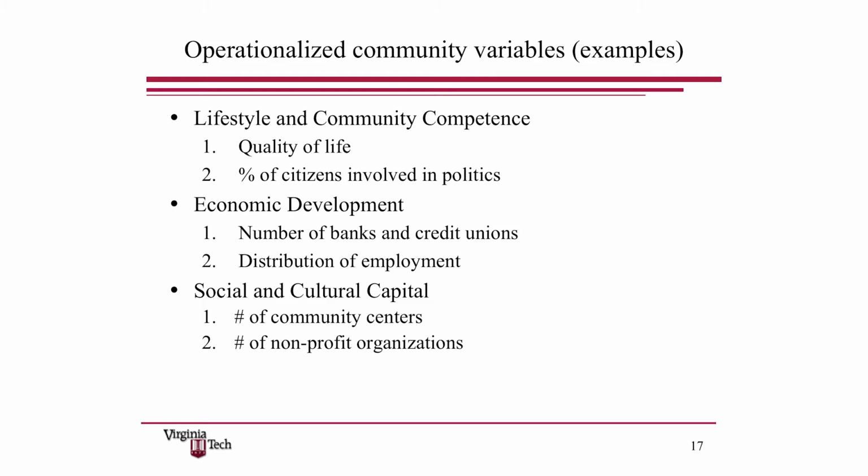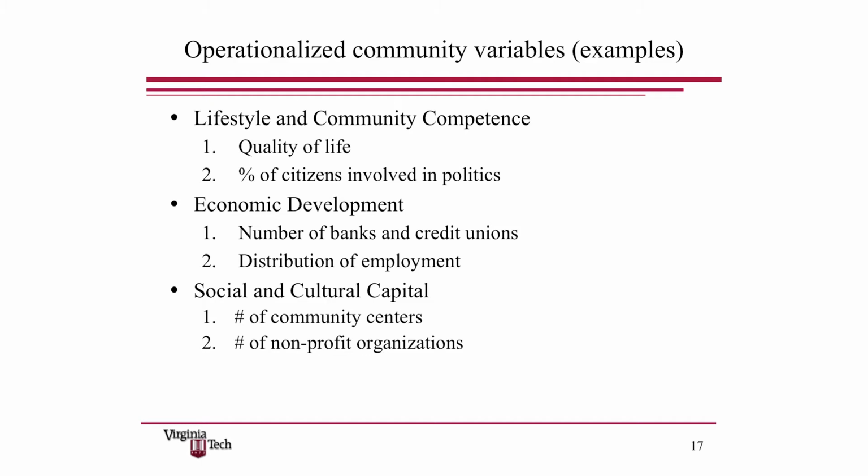Okay, quality of life, percent of citizens involved in politics, number of banks and credit unions, number of community centers and not-for-profit organizations. So they're all things that we can measure. All right, in looking at this list though, what's the problem? It still doesn't quite fit into what I want to do with my disaster resilience triangle. Why not?